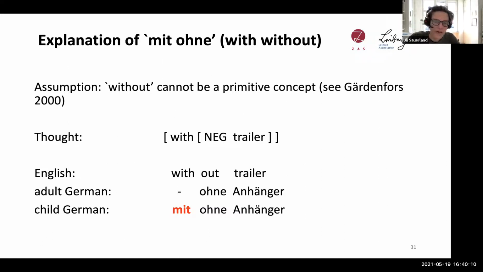But in English, both pieces here are articulated. So we have "with", and "out" somehow seems to express a negation. But in adult German, only the negation piece is pronounced, as ohne. And children seem to conclude, well, since there is this way of articulating also the "with" piece, in at least some number of cases they do use that morpheme as well and articulate mit ohne rather than just the adult form.